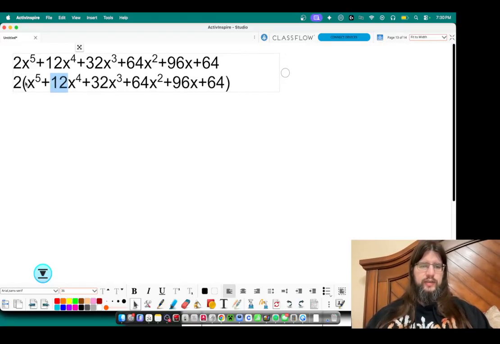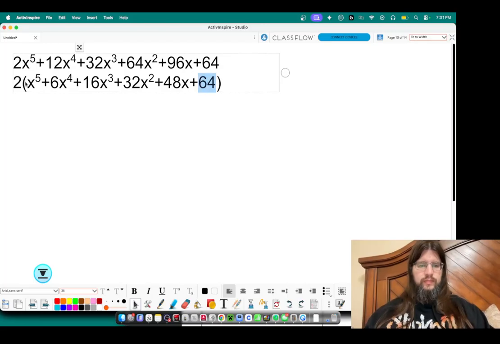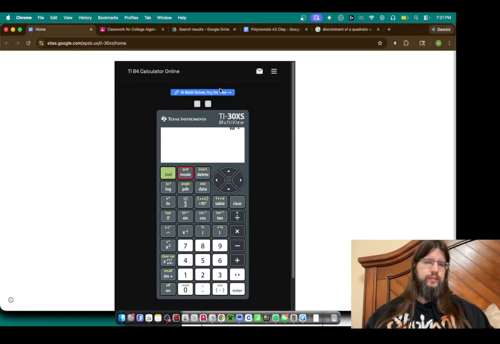Divide everybody by 2 in here. Hopefully I don't mess up anything in my head. And we're going to use these nice smaller numbers to work with. So instead of between -64 and 64, we only have to look between -32 and +32 for some zeros. Yay. So type that in. Table, x to the 5th.